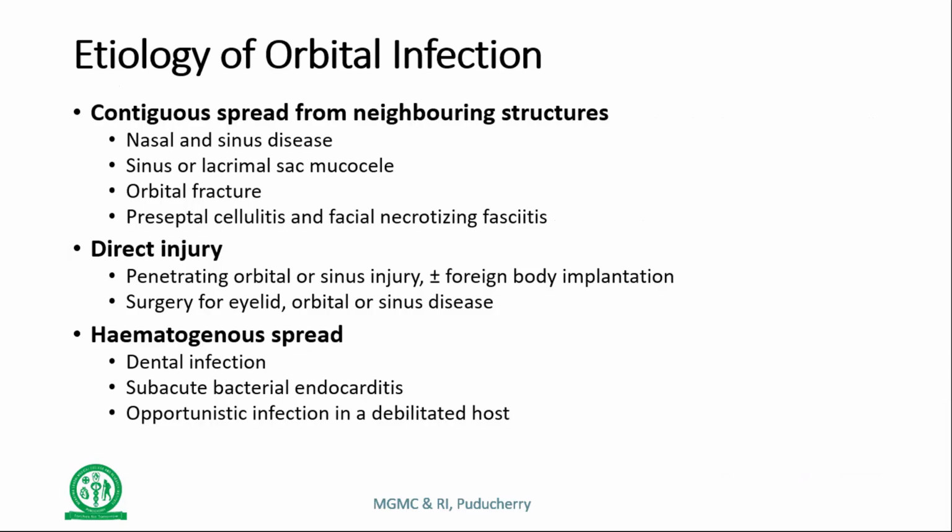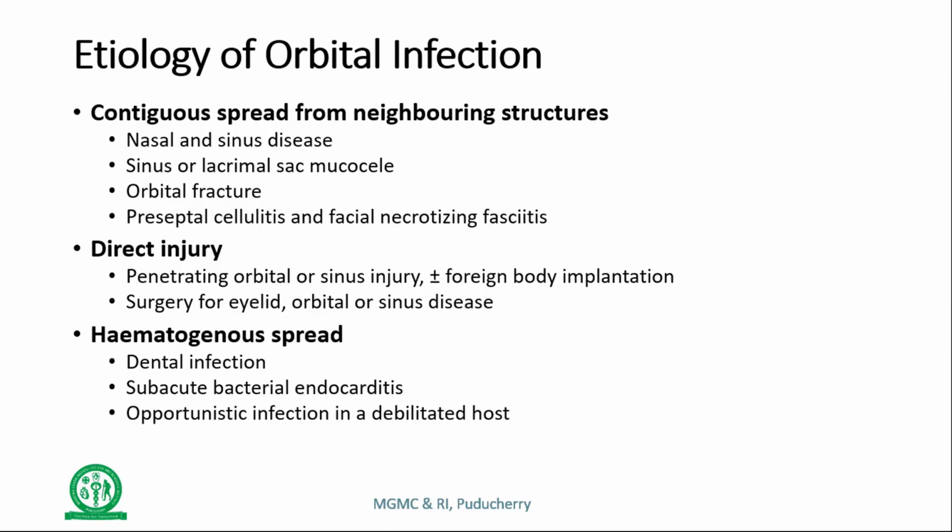So how do the infections reach? The most important etiology is from the contiguous, neighboring structures, namely the sinuses. Of course, it can also spread from preseptal cellulitis, as Madam explained, and from the complication of dacryocystitis. Injuries, either directly or after surgery, can inoculate the organism into the orbit. So look for post-op complications of eyelid, orbital, dental or sinus surgeries.